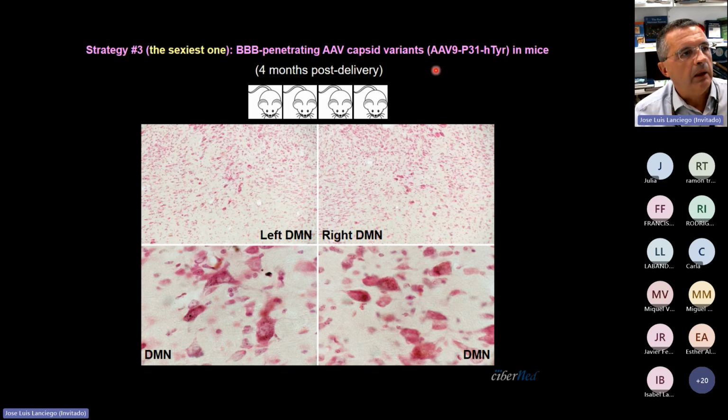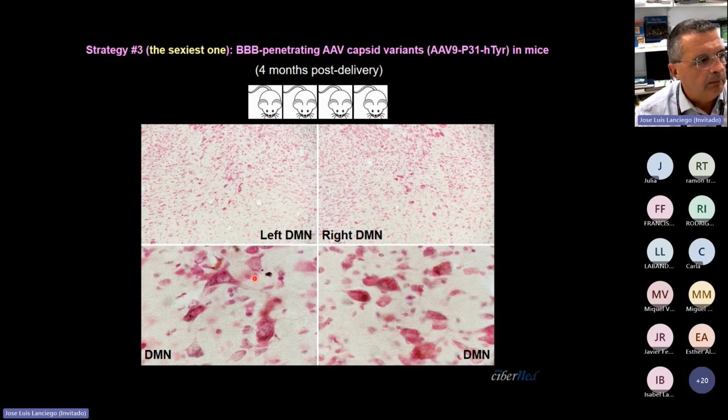So for the animals with a 4 month period of follow-up, I hope you can see here that there are not that many neurons pigmented, but there are quite a few. Pigmentation is not too heavy. We are not expecting to see something supreme.